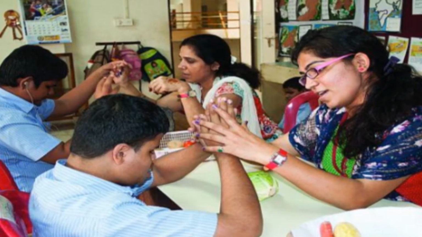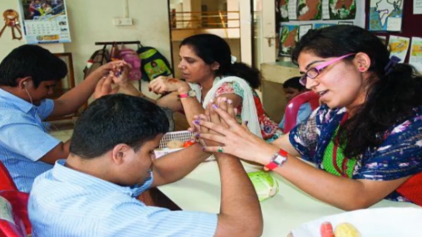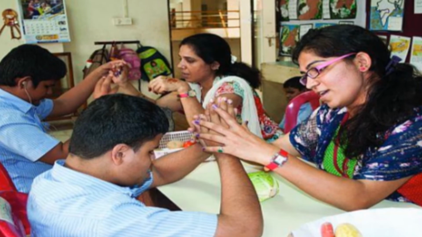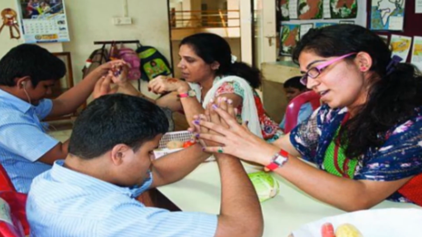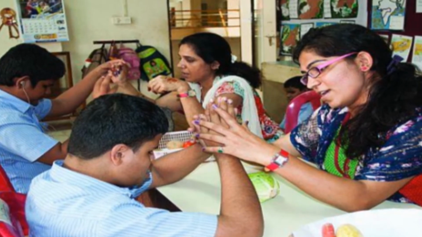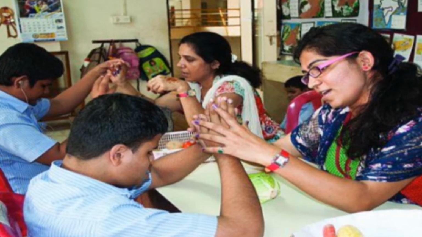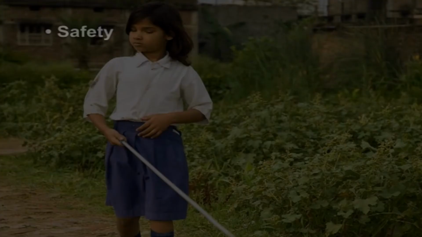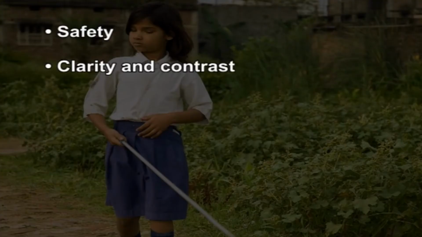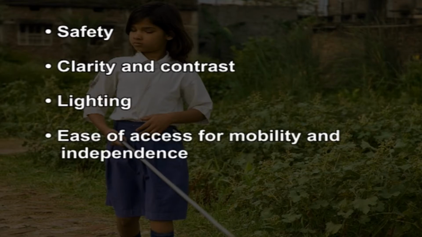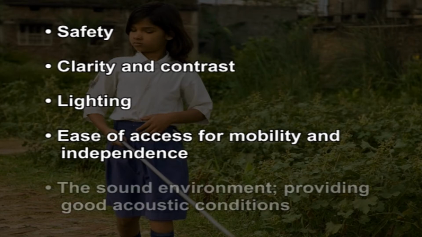Creating an optimum environment. The school or home environment is not usually within the direct control of the visually impaired child, but it may well be possible for the carer to adapt it to provide the best conditions for him. Now, this will involve thinking through the following issues: safety, clarity and contrast, lighting, ease of access for mobility and independence, the sound environment, providing good acoustic conditions.